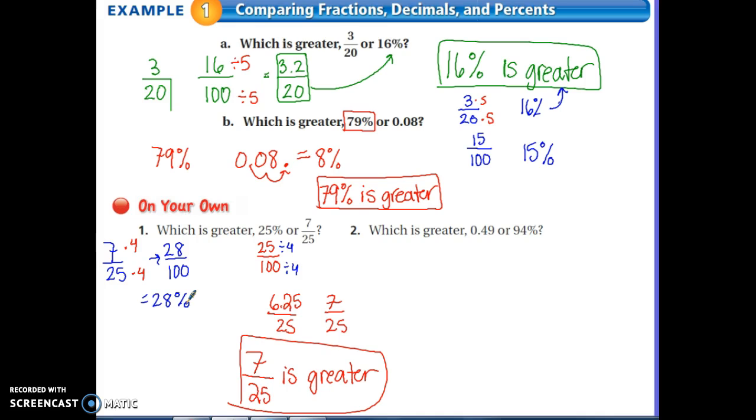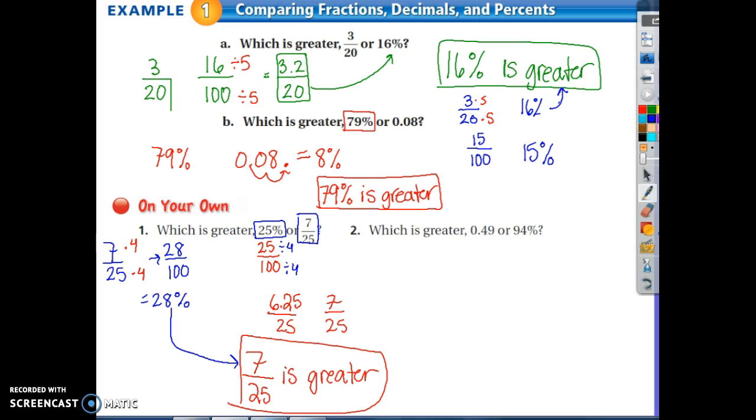If I'm comparing that 28% with the other number they give me, which is 25%, I find that 28% is bigger. But we need to be careful because 28% is not a number they gave us. They gave us 7 over 25 and 25%. Since 28% is just another way to write my 7 over 25, my final answer is still 7 over 25 is greater.